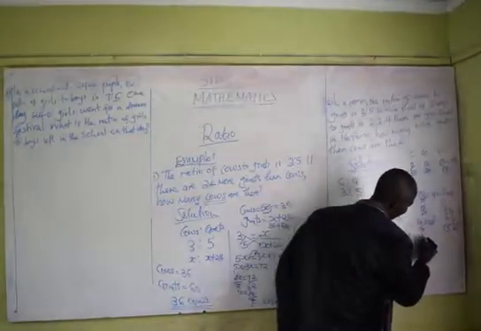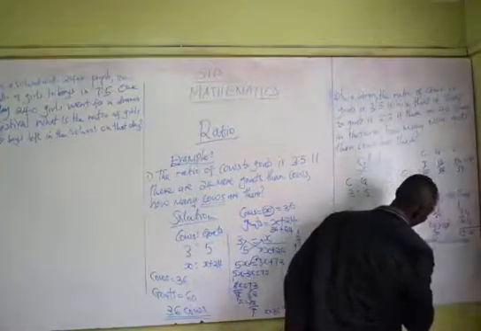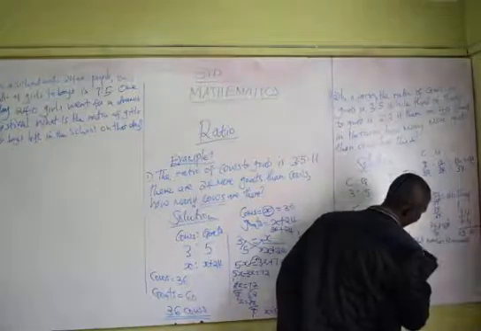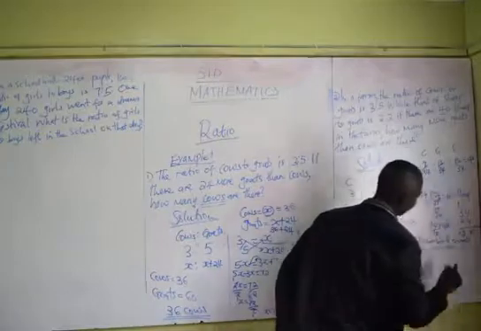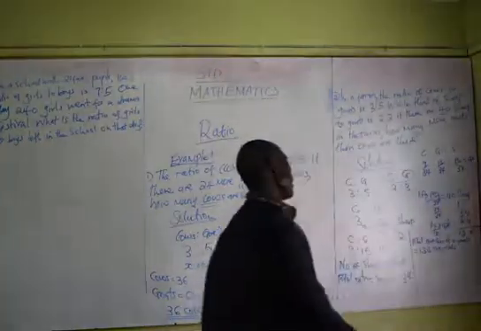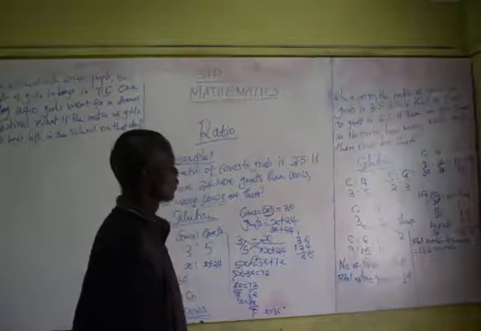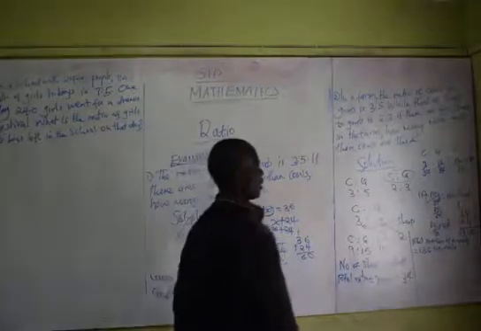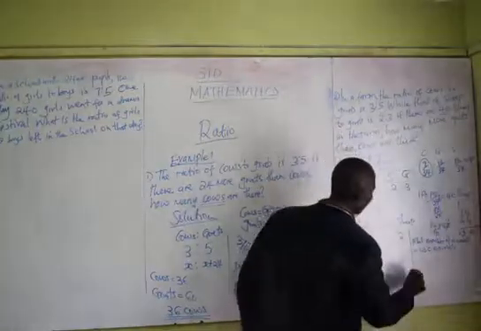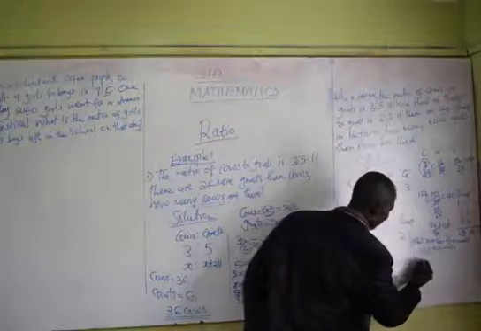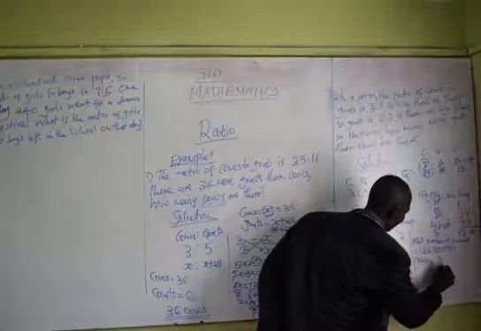So the total number of animals is 136 animals. So let's look at the number of cows. Cows are just 9 out of the total 34. So we have cows, that is 9 out of the total ratio, which is 34.